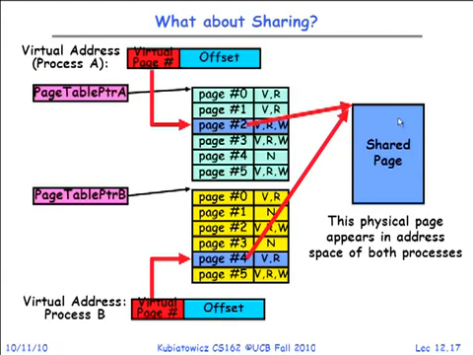Now notice also that this physical page doesn't go to the same part of the virtual address space for the two processes. Process A accesses it at one point in the virtual address space, process B at a completely different point. So this is an example of a type of mapping where if you communicated a pointer from process A to process B, the pointer wouldn't work because the virtual addresses are different.